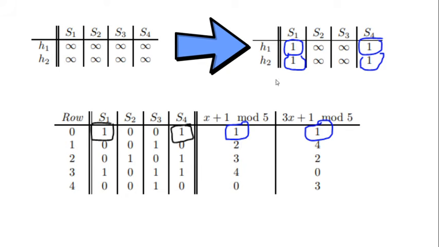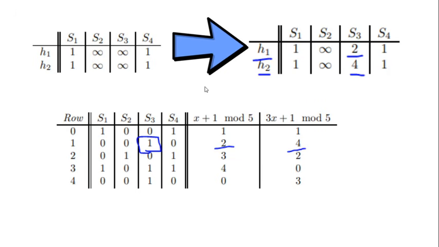As you can see, S1 and S4 have been updated with h1 and h2 because they were smaller than what is currently stored in the signature matrix. Now let's go for row number 2. We can see S3 can be updated with the values h1 equals 2, h2 equals 4. So we can go check the matrix.